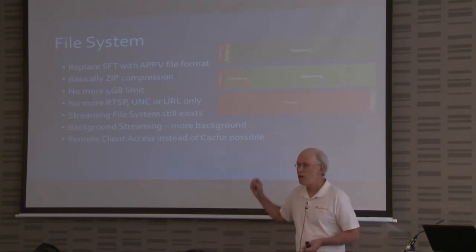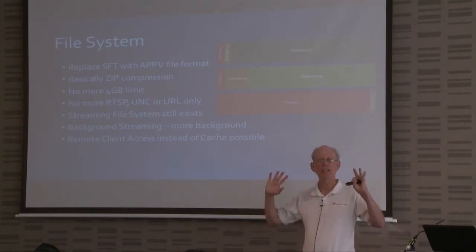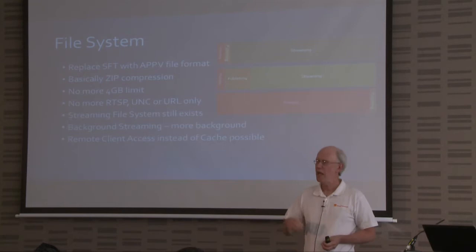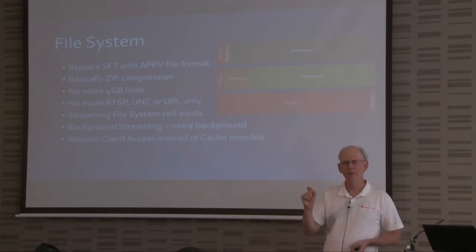So the primary block includes basically the metadata. What are the files and the DLLs in this package? Where do they live? Give me the virtual registry. And then the publishing block includes the pieces needed for publishing, like the actual icons and things like that. So you can get that block very, very small.